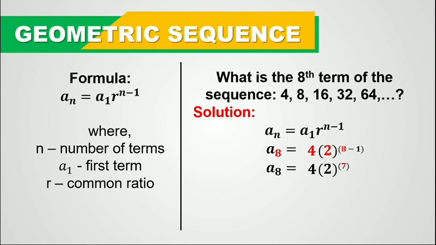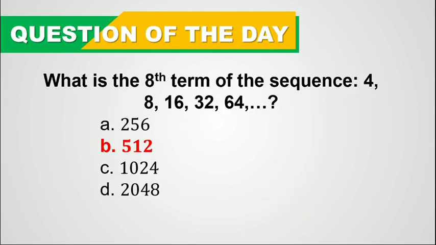And then a sub 8 equals 4 times 2 to the power of 7, that's 128. And then evaluate it further. So 4 times 128, that's 512. So therefore, a sub 8 equals 512. And this is now our answer for our question of the day. Therefore, the correct answer is letter B, 512.